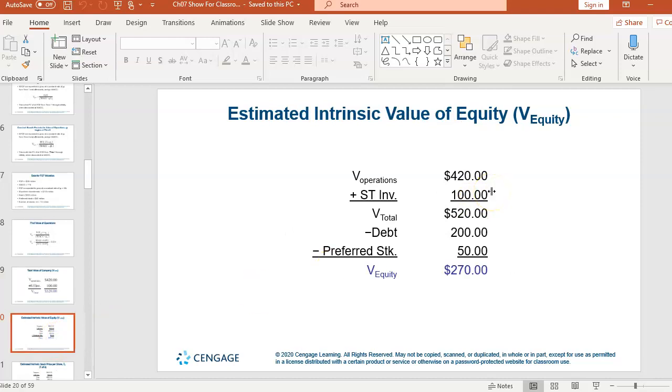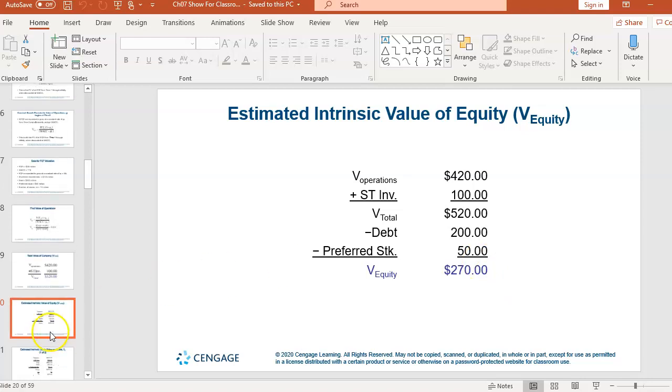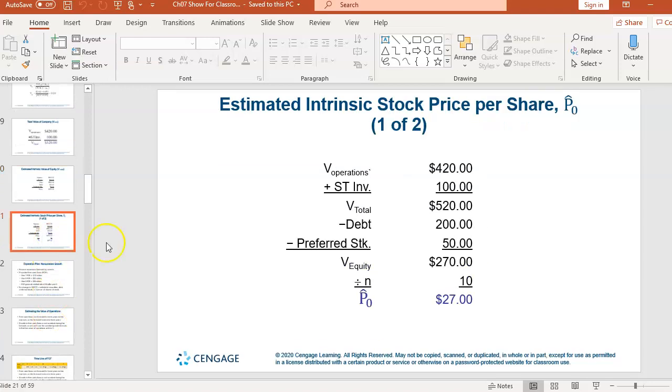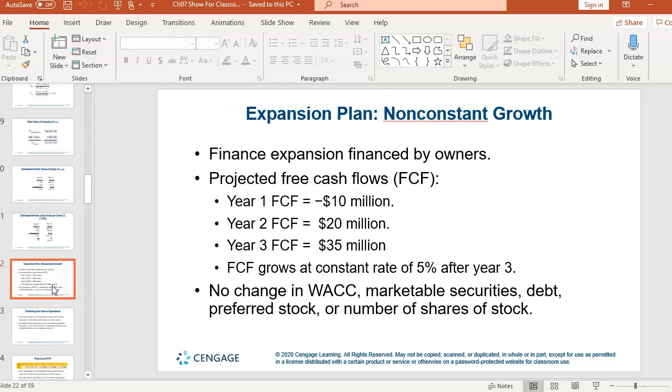Well, the first claim is debt. The second claim is preferred stock. So what's left over is the value of the stockholders' equity. Think common equity, 270 million. And I divide that 270 million by the 10 million shares that common stockholders own, and that gives me a price of $27 per share. So P0 is the price of my stock using the free cash flow method, constant growth.